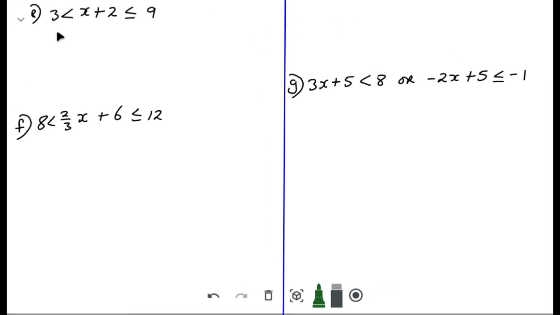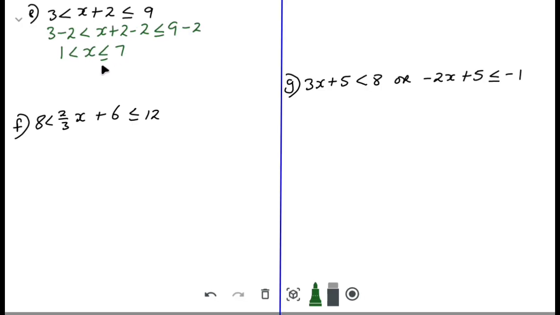So the next question is 3 less than x plus 2 less than or equals to 9. To solve this, we have to subtract 2 from both sides. So we have 3 minus 2 less than x plus 2 minus 2 less than or equals to 9 minus 2. This will be 1 less than x less than or equals to 7.